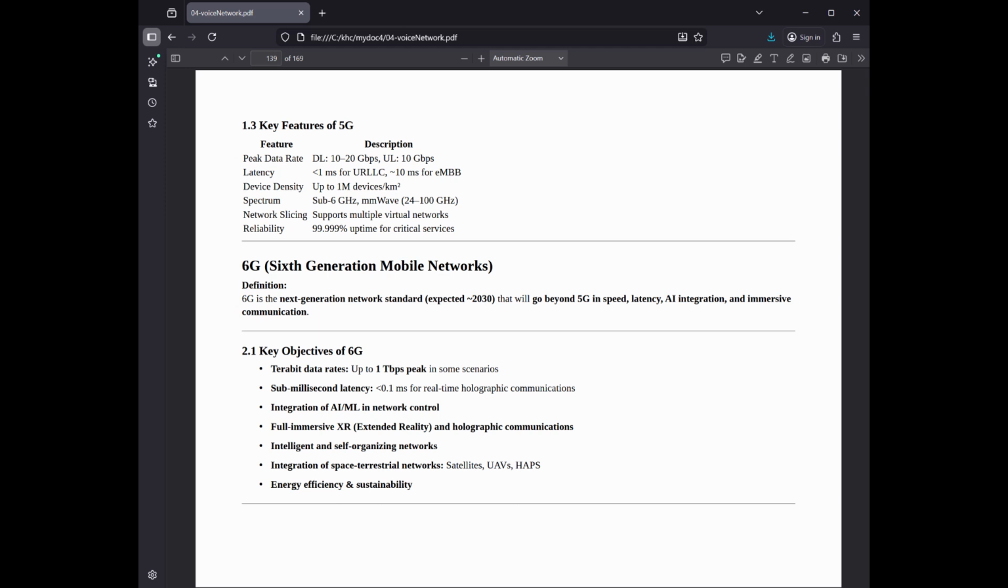6G, 6th generation mobile networks. Definition: 6G is the next generation network standard, expected around 2030, that will go beyond 5G in speed, latency, AI integration, and immersive communication. Key objectives of 6G: terabit data rates, up to 1 Tbps peak in some scenarios; sub-millisecond latency, 0.1 milliseconds for real-time holographic communications; integration of AI/ML in network control; full immersive XR, extended reality, and holographic communications; intelligent and self-organizing networks; integration of space-terrestrial networks, satellites, UAVs, HAPS; energy efficiency and sustainability.